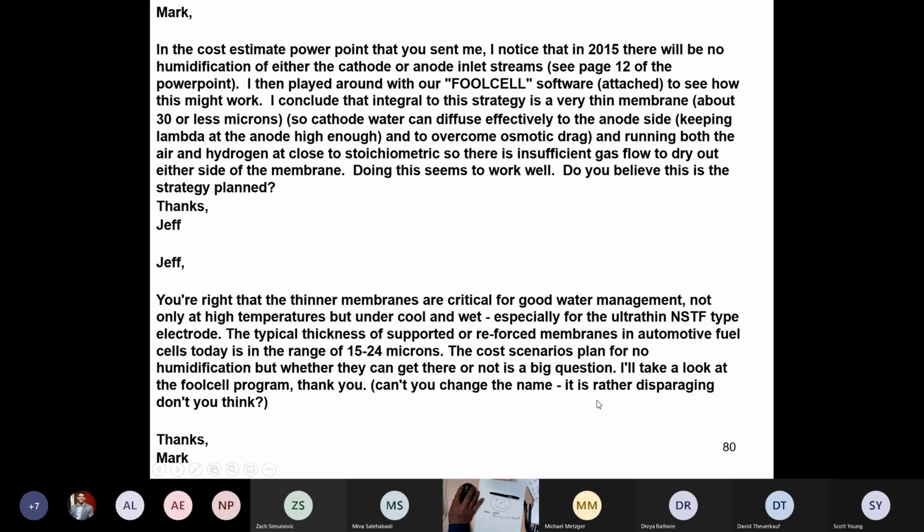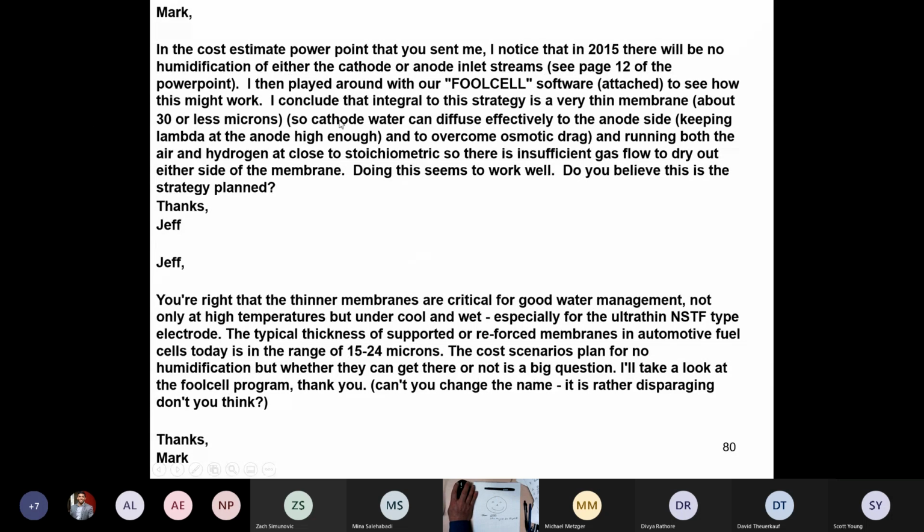Can't you change the name? It's rather disparaging, don't you think? Thanks, Mark. Okay, so you guys have to realize who Mark Debe was. He was the leader of the 3M fuel cell program. He was like one of the top 4 or 5 fuel cell guys in the entire world. So we were really fortunate to have a chance to work with him for 10 years. It was a fantastic learning experience for me, and it was awesome.